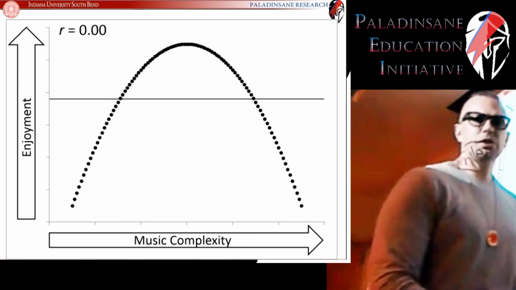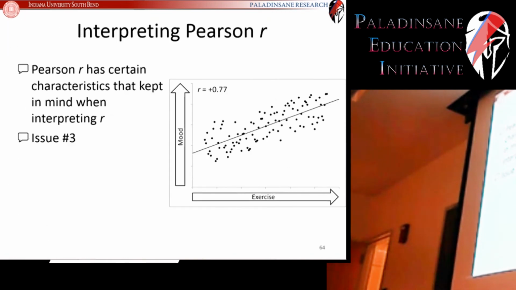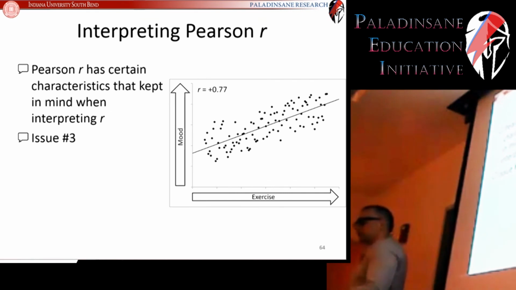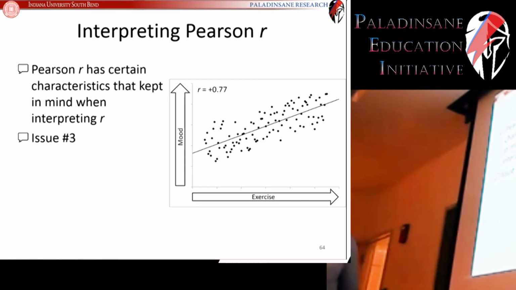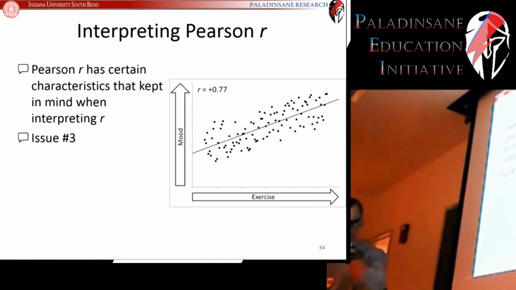All right, so those are two issues, curvilinear relationships and restriction of range, that were in your textbook. This last one here, I'm going to let you know about because this actually happened to a student here at IUSB that was working on their advanced lab. So I will bring it up here as well.